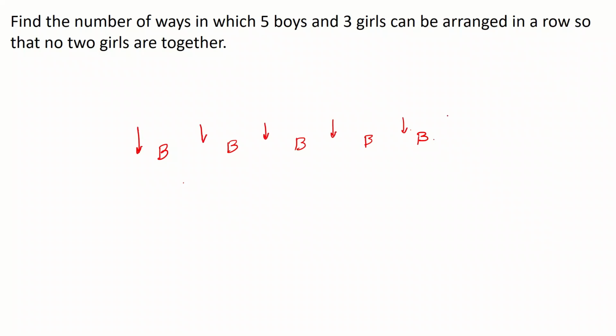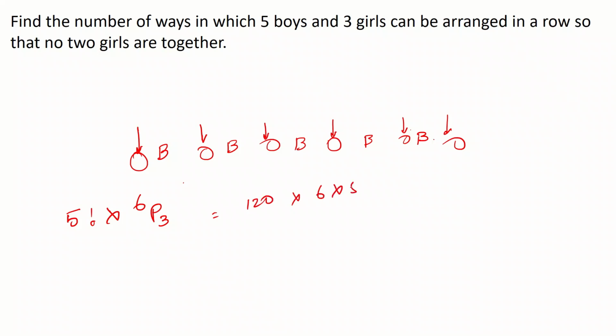So how many spaces are there in all? In all there are 1, 2, 3. So these are like the ends. They can sit over here. So there are 1, 2, 3, 4, 5 and 6 places, right? So the 3 girls can sit in these 6 places, anywhere in the 6 places, and they will not sit together. No 2 girls will be together in such a case. So the 5 boys can be arranged in 5 factorial ways, and the 6 places can be filled by these 3 girls in 6P3 ways. So our answer is 5 factorial, which is 120, times 6P3, which is 6 times 5 times 4. So you simplify this and find out the answer.